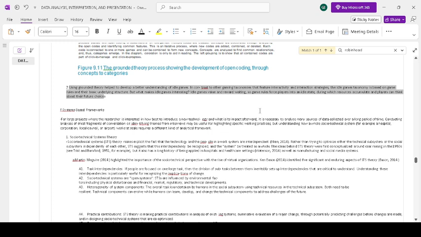In contrast to other gaming taxonomies that feature interactivity and interaction strategies, the idle games taxonomy is based on game rules and their basic underlying structure. But what makes idle games interesting? Idle games value and reward waiting. So game rules force players into an idle state, during which resources accumulate and players can think about their future choices.